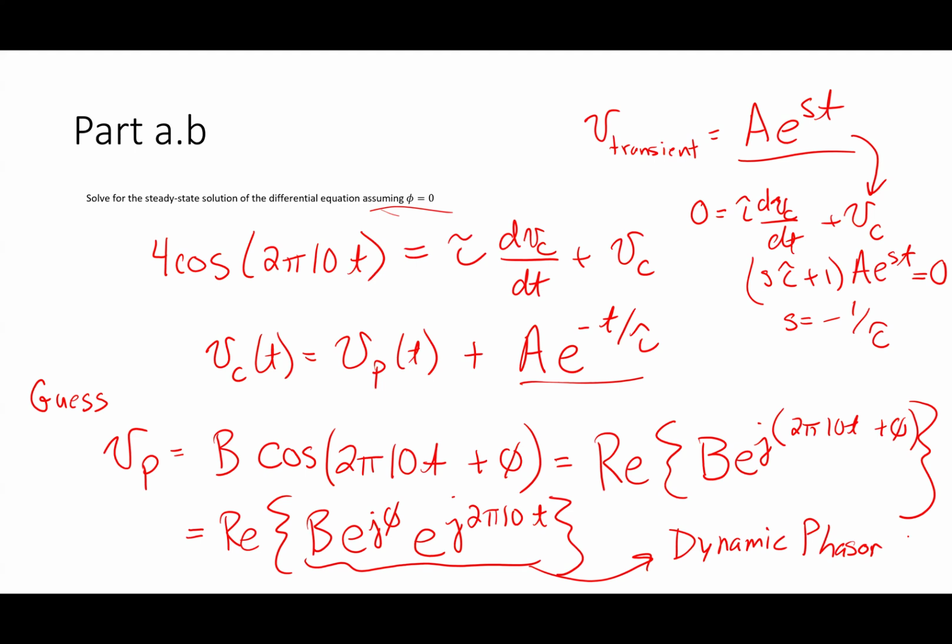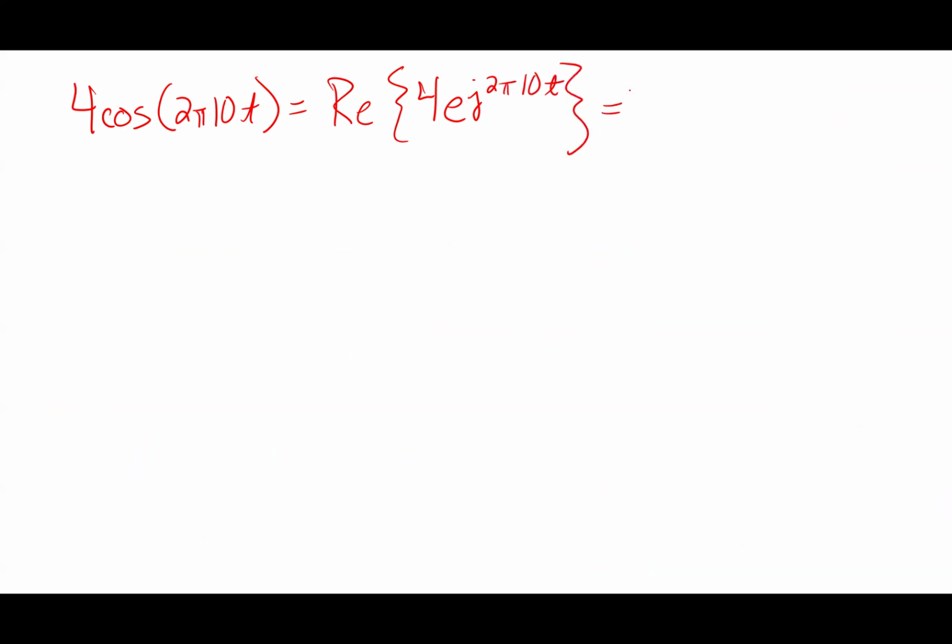Okay. And so for 4 cosine 2 pi 10t, what's that the real part of? 4 cosine 2 pi 10t is equal to the real part of what thing? 4 times e to the j 2 pi 10t. And that's equal to tau dvc dt plus v sub c, right?